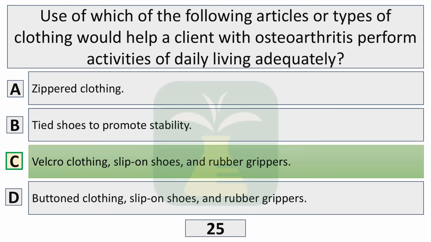Correct answer, C. Velcro clothing, slip-on shoes, and rubber grippers. Velcro clothing, slip-on shoes, and rubber grippers make it easier for the client to dress and grip objects. Zippers, ties, and buttons may be difficult for the client to use.